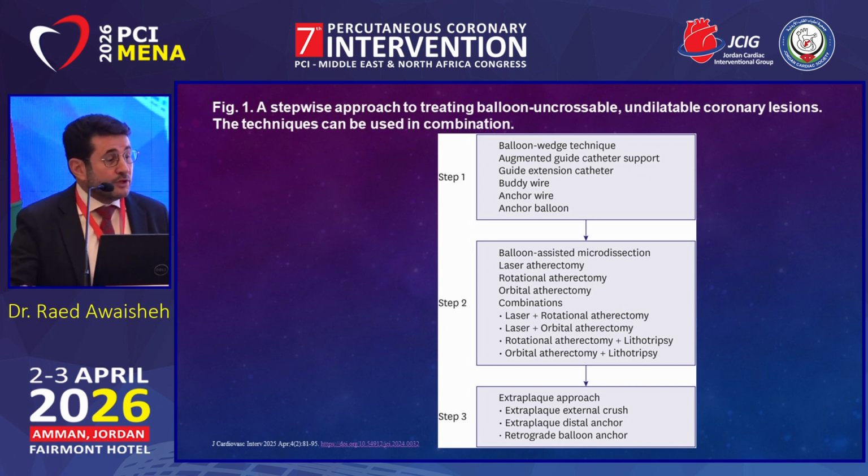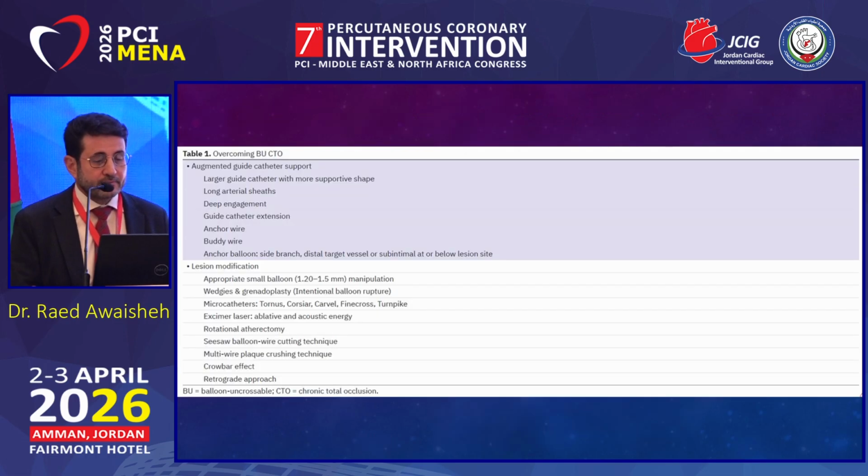Why do we have a problem with nodular calcium? Because when you go with Rota, you know the wire bias problem. And you also cannot use shockwave, because shockwave needs concentric calcium. You need the ultrasonic effect to hit from both sides. If it does not hit from both sides, it will not work. So the extraplaque approach, with external crush, is the way to go.